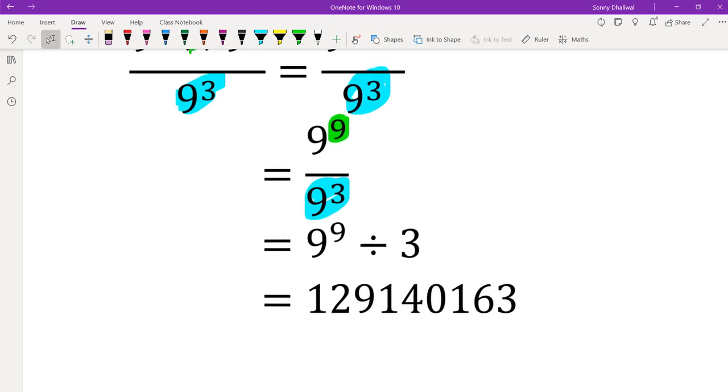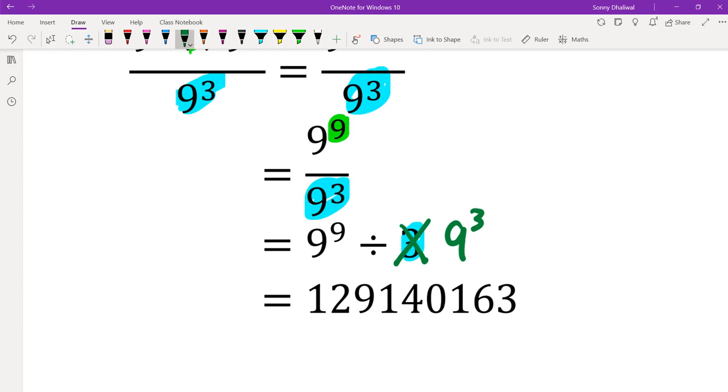So why is it divided by 3? What should it be? You should have the whole power. Should be the whole thing. Should be 9 cubed. That's where the error is. So what should the answer then be?